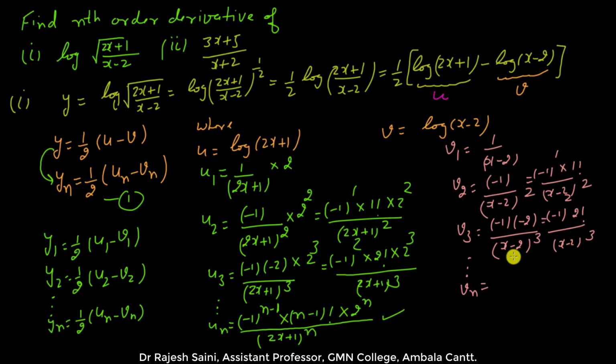So what will be vn? Look over here, when here is 3, it is minus 1 raised to the power 2. This is 2. Fine, when here is 3, here is 2 factorial. So whenever here will be 2, here is 1 less. So whenever here will be n, it will be minus 1 raised to the n minus 1. And whenever here will be n, it will be n minus 1 factorial divided by, when here is 3, here is 3, here is 2, here is 2. So whenever here will be n, here will be n. So this is the nth order derivative of v.